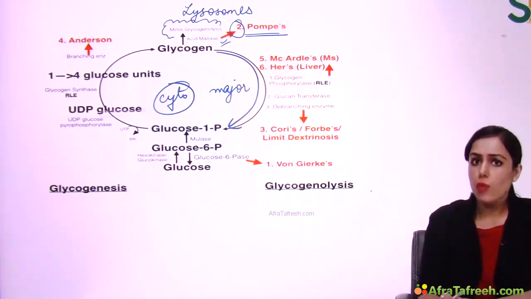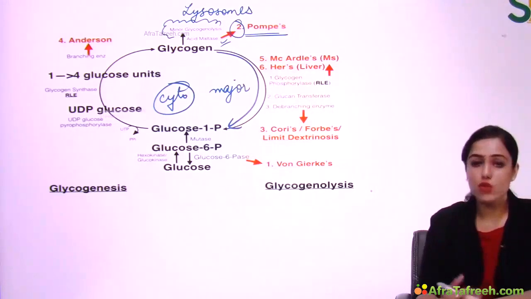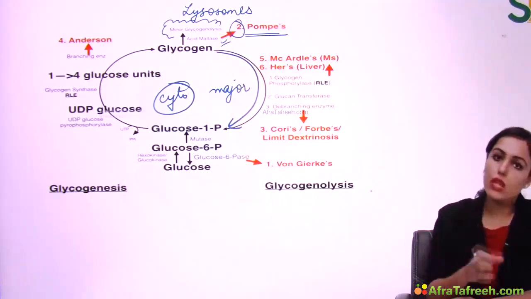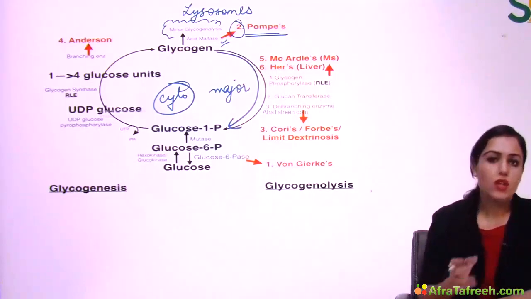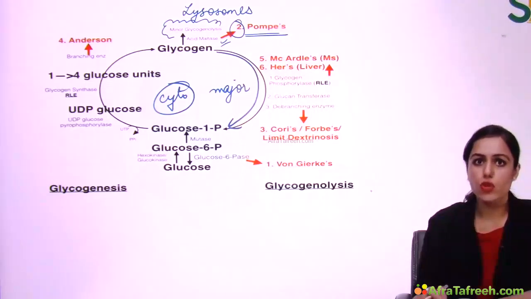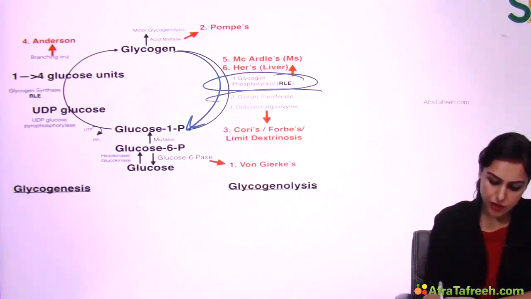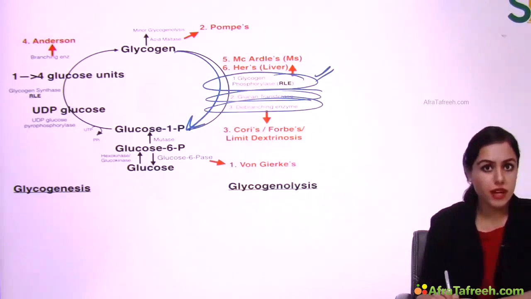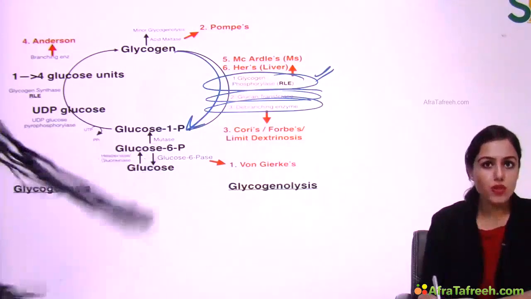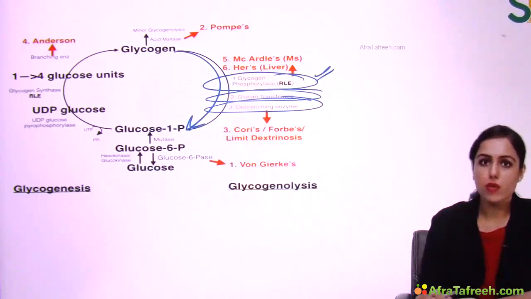So can I say that Pompe's disease is the only glycogen storage disease which is a lysosomal storage disease? Because any other disease is going to affect the cytoplasm, right? Any other disease of glycogen is going to affect the cytoplasm, but only this disease of glycogen will affect lysosomes. Now let's see the major pathway of glycogenolysis using 3 enzymes: glycogen phosphorylase, which is the rate limiting and first enzyme here, then glucan transferase, then debranching enzyme. Let's see how these 3 enzymes are going to break down glycogen.